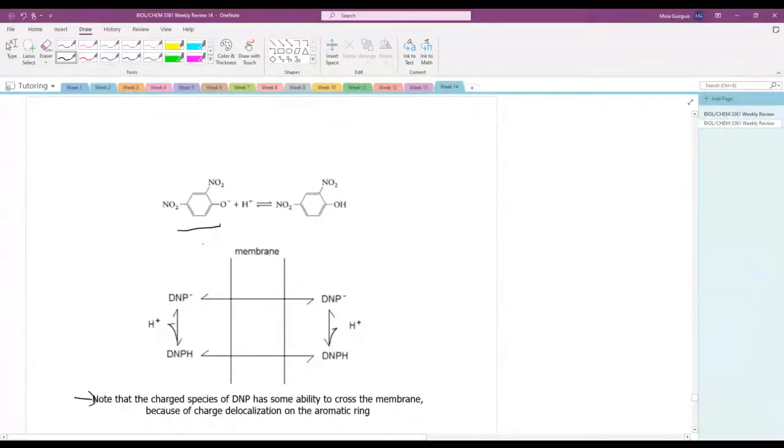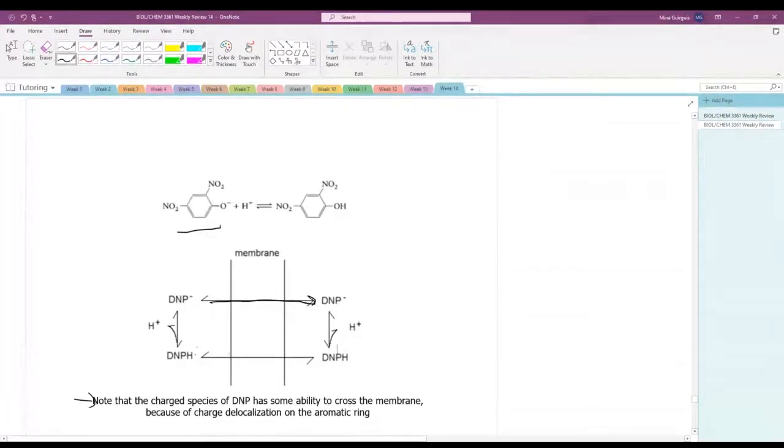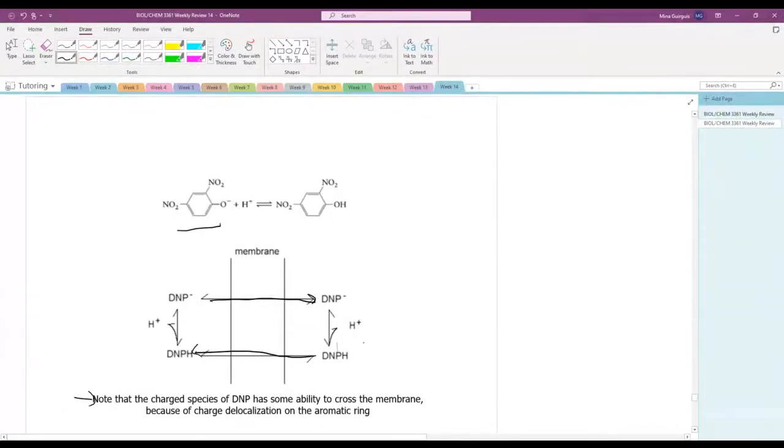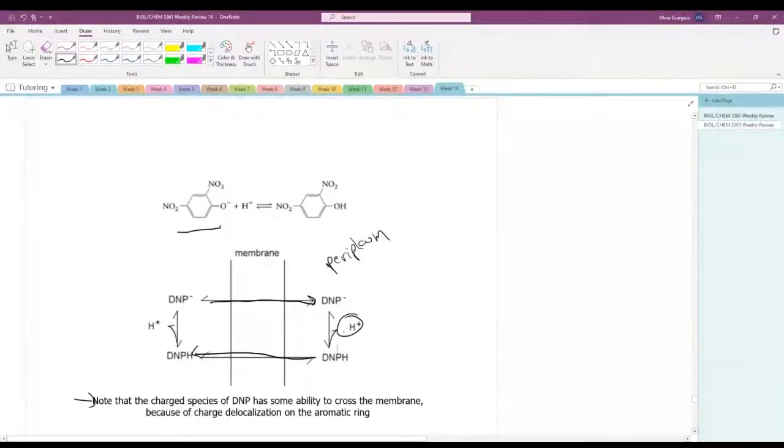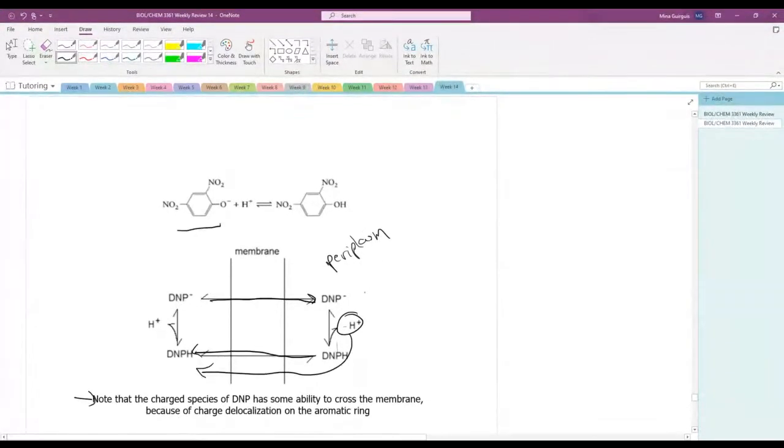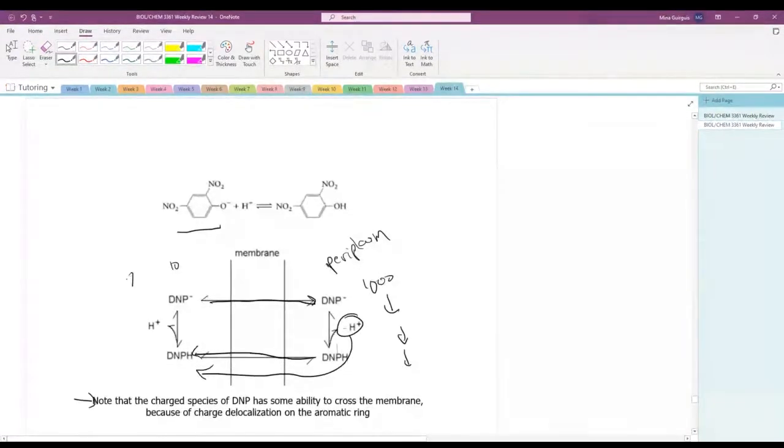So what it does is DNP minus travels across the membrane. It picks up a proton and it travels back across the membrane. So in doing so, what it's effectively doing is stealing these protons from, in this case, the intermembrane space or the periplasm, and bringing them back to this side. So if there were, let's say, 10 protons here and 1,000 here, this can start bringing this number down and down and down, and this number up.